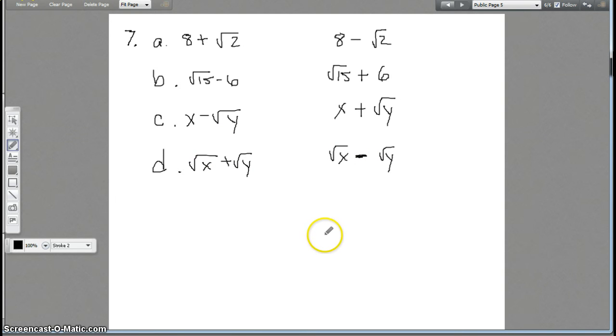So remember, when you're writing the conjugate, you copy the first and second terms just as they are, and then whatever sign was in between them, you're going to change it to the opposite. So if you had a positive, you will change it to a negative. If you had a negative, you'll change it to a positive.